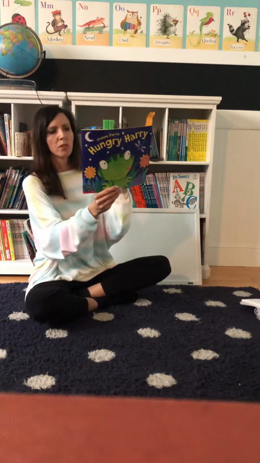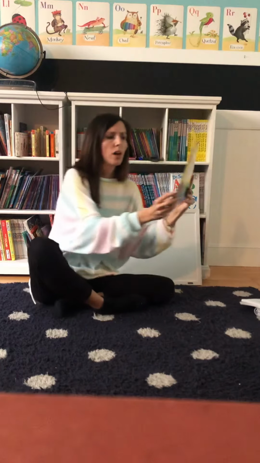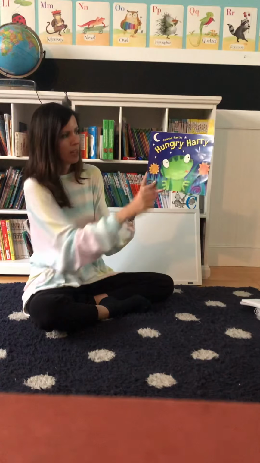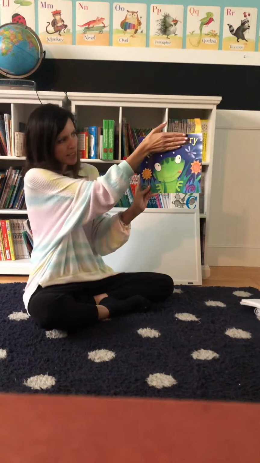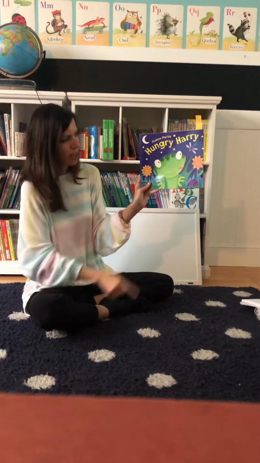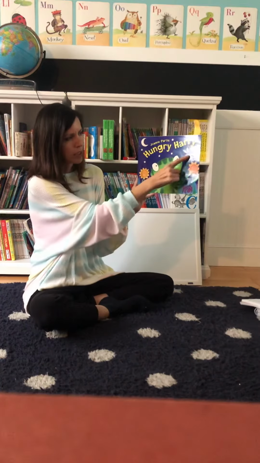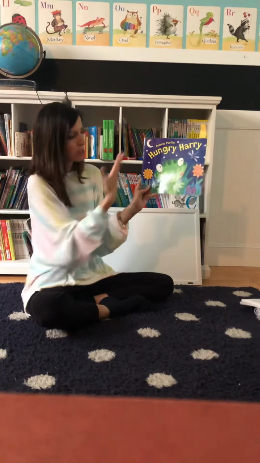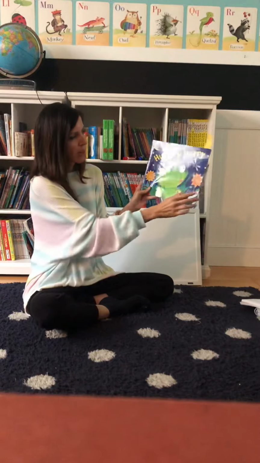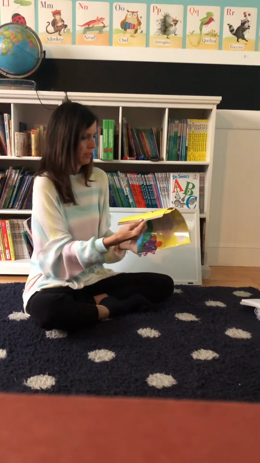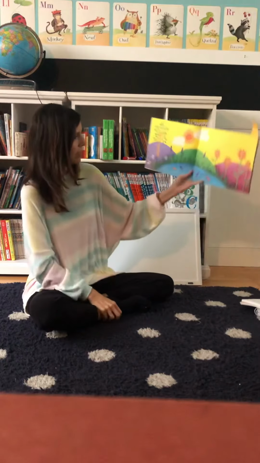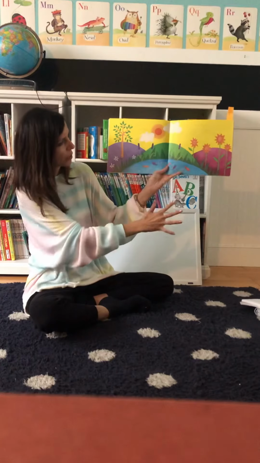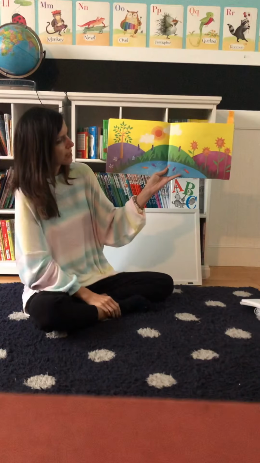Hungry Harry. So before we start, let's just take a quick picture walk like we usually do. We know from the title that it's probably about a frog named Harry, and he's going to be hungry. And even if I didn't know that, I see some clues here. His tongue is out, he's looking at this dragonfly, and I know from my schema that frogs like to eat insects, so that's probably what he's thinking about. Here he is. This is probably the setting of the story, a pond where Harry lives and its surroundings.